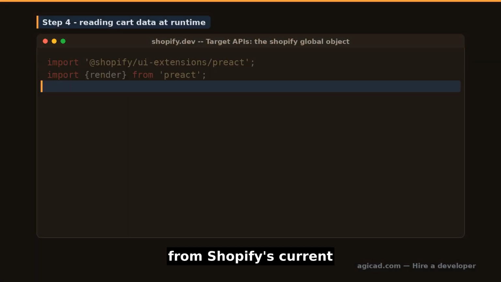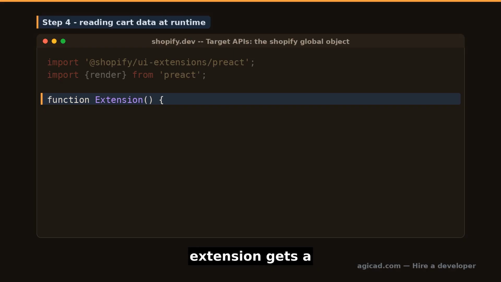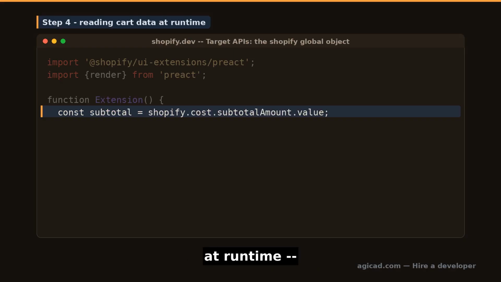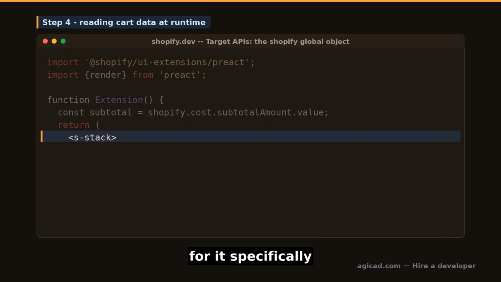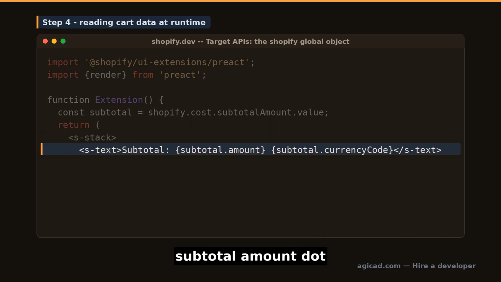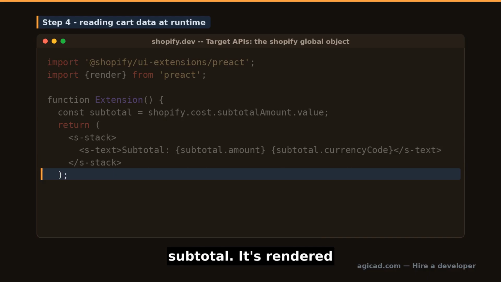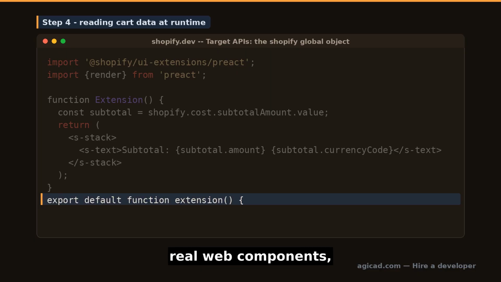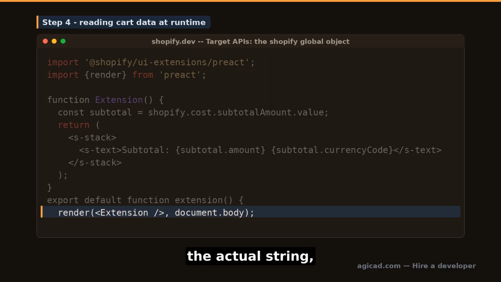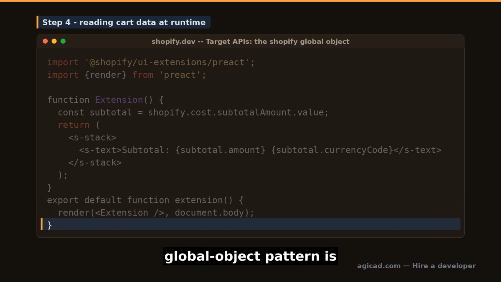Every extension gets a Shopify global object at runtime, no import needed for it specifically. Shopify.cost.subtotal.amount.value is a live, reactive read of the checkout subtotal. It's rendered here with 2 real web components, s-stack for layout and s-text for the actual string, and that same global object pattern is how your code reads buyer identity, delivery groups, or applied discounts anywhere in checkout.